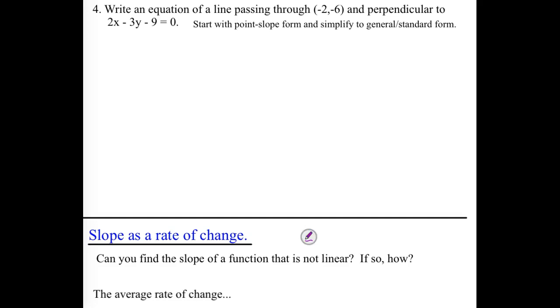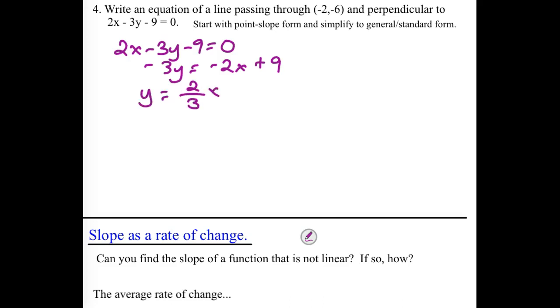All right, so first step, we need to take this equation 2x minus 3y minus 9 equals 0. We need to get it into slope-intercept form. So I'm going to subtract the 2x over here. I'm going to add the 9 over. And then my last step would be to divide everything by negative 3. So my given slope is 2/3, but I want to have a line that's perpendicular to that. So I need a slope that would be what?